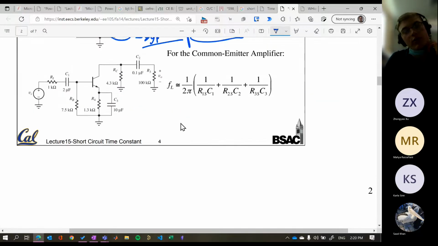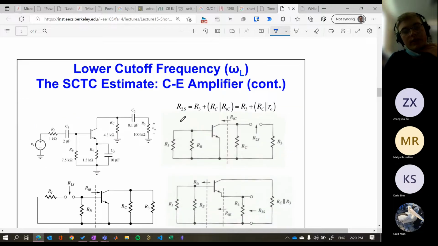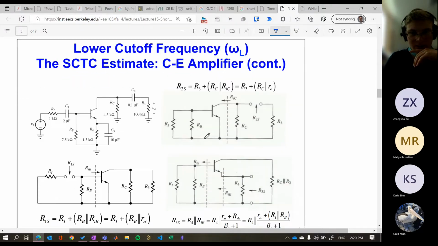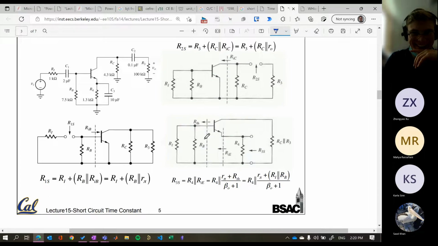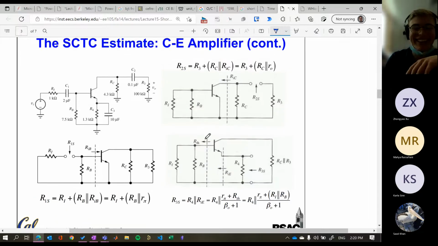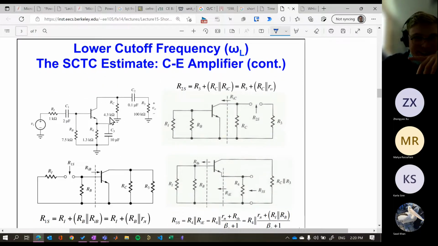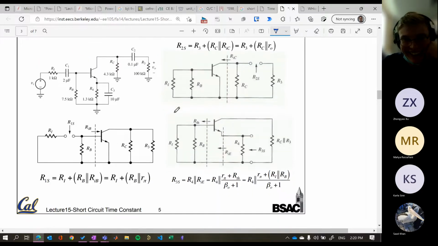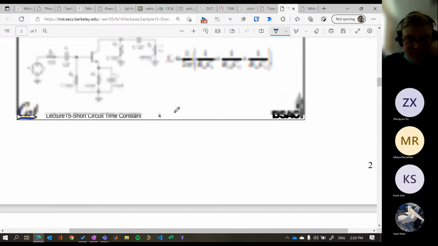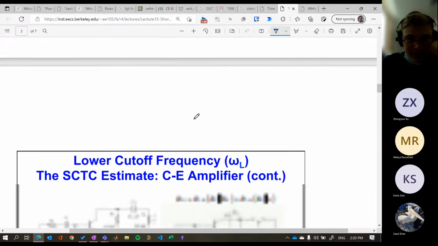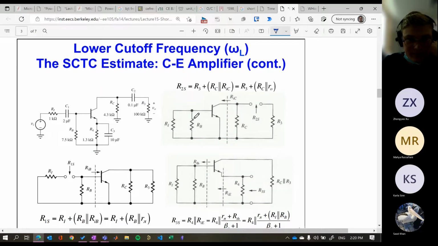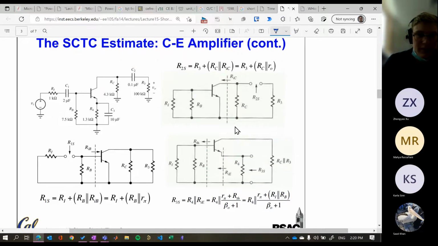They're doing this an interesting way. We're going to try and understand this as best we can. They haven't gone to hybrid pi. They're just keeping the transistor as it is. So let's do our best. Let's see where they're starting. So this is our short circuit method.